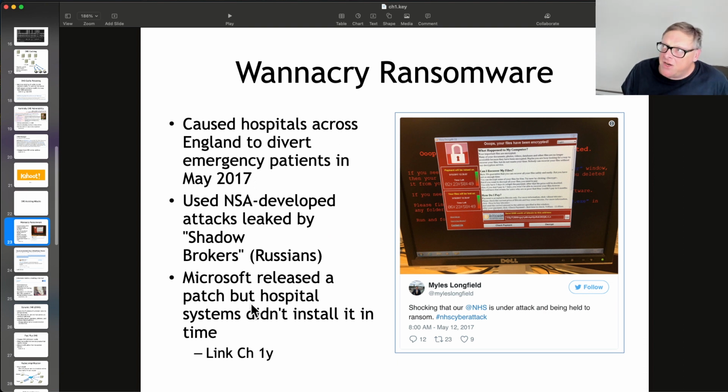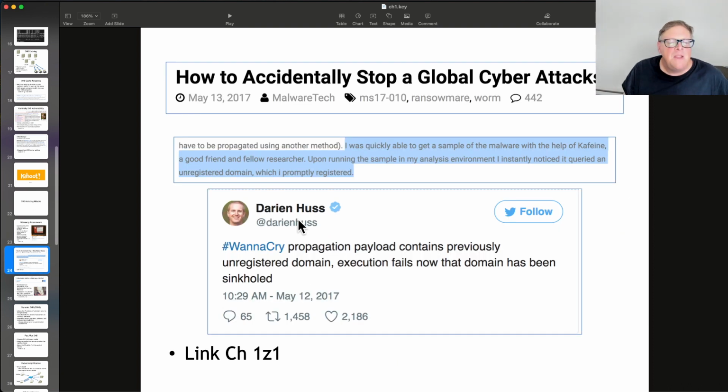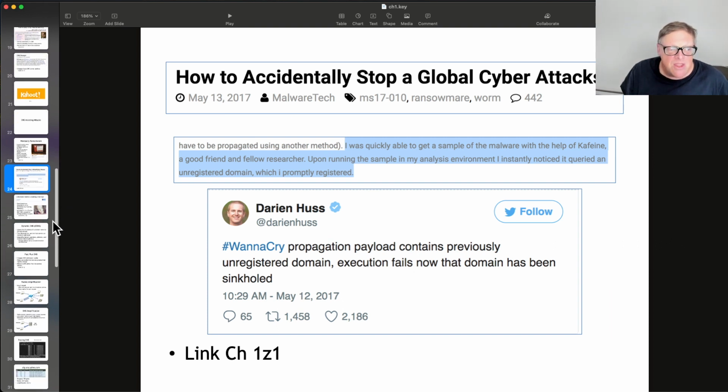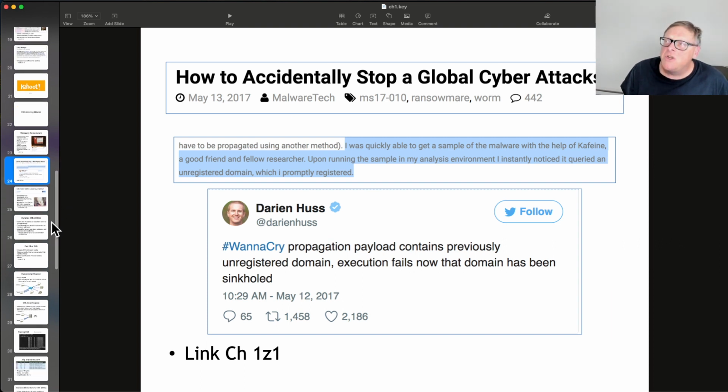Microsoft had released a patch, so the NSA had apparently secretly informed Microsoft in advance, but hospitals didn't all install it on time, so a lot of people had hospitals going down. But it turned out that a researcher, Malware Tech is his handle, analyzed the malware. He got a copy and ran something like strings on it and found that it had a domain name in there. The domain name was not bought, so he bought it. He didn't know this, but buying that domain name turned off the worm, so it saved America.